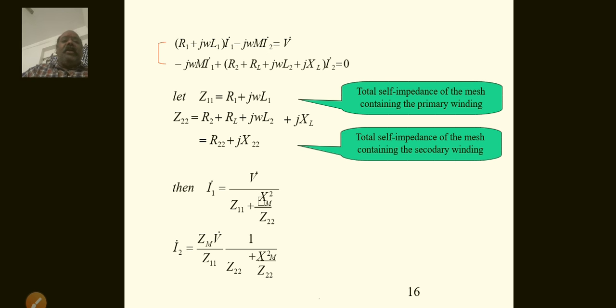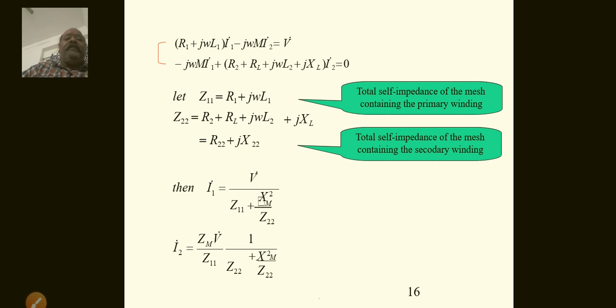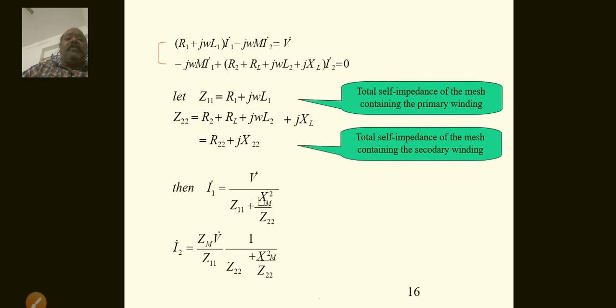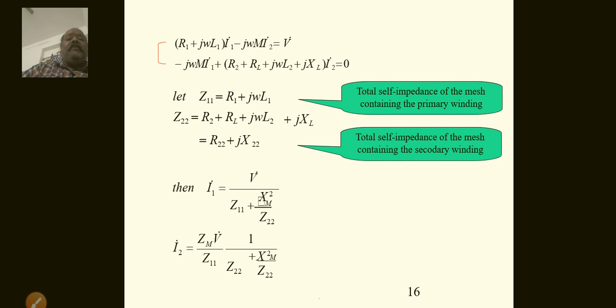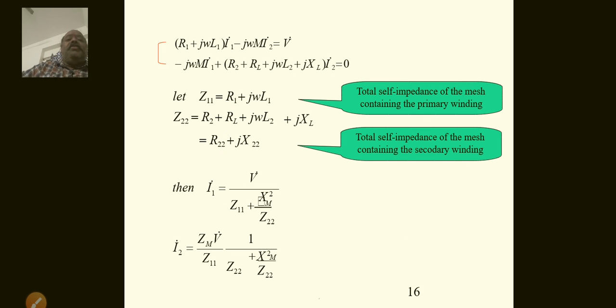From the diagram, applying mesh analysis: (R1 plus j omega L1) into I1, minus j omega M into I2, which is equal to V. For the secondary: minus j omega M I1 plus (R2 plus ZL plus j omega L2) into I2, where ZL is RL plus jXL, so (R2 plus RL plus jXL plus j omega L2) into I2, which is equal to 0.